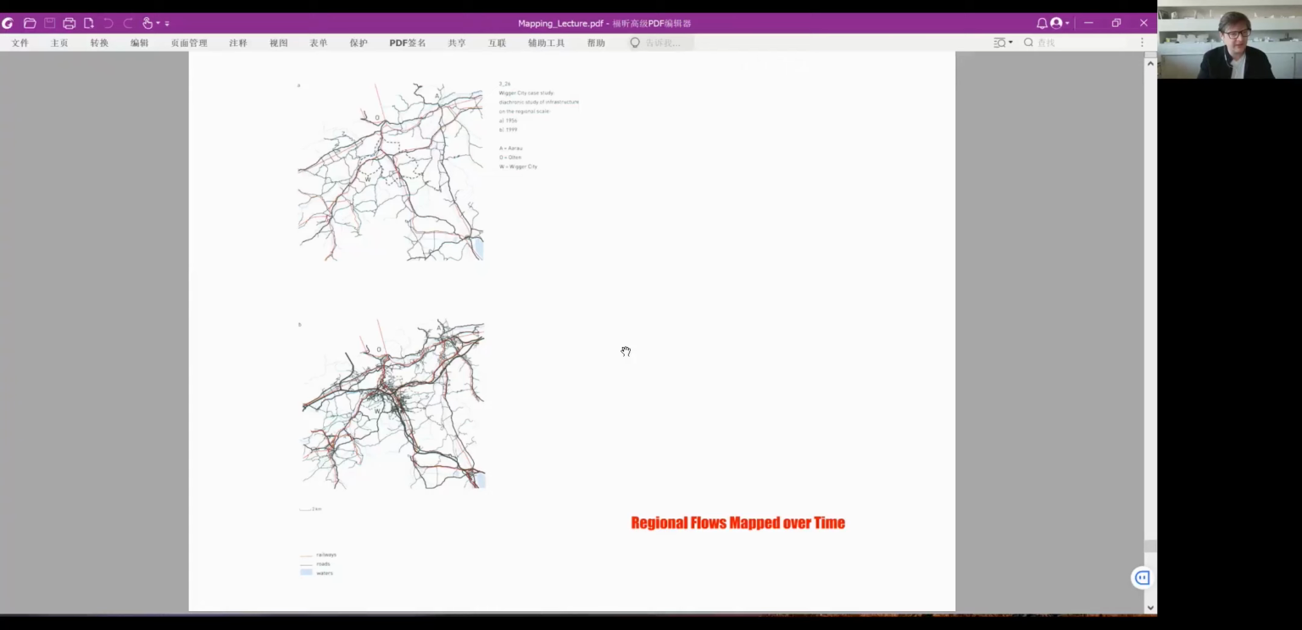Berlin, on the other hand, was rebuilt, especially the eastern part, after reunification, in a more traditional way. There are different attitudes, different thoughts about this, as you can imagine. But you can also see not only the built forms, you can also see the flows, the regional flows changed and mapped over time.